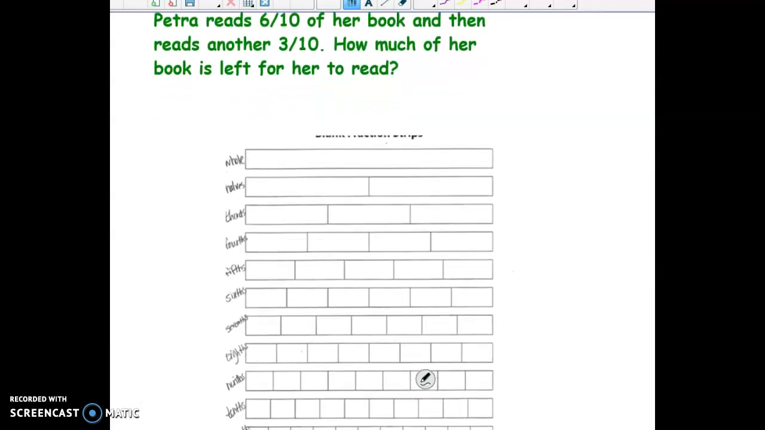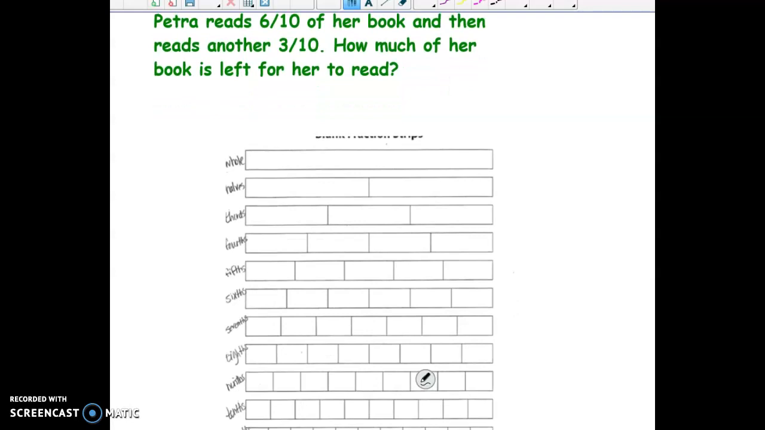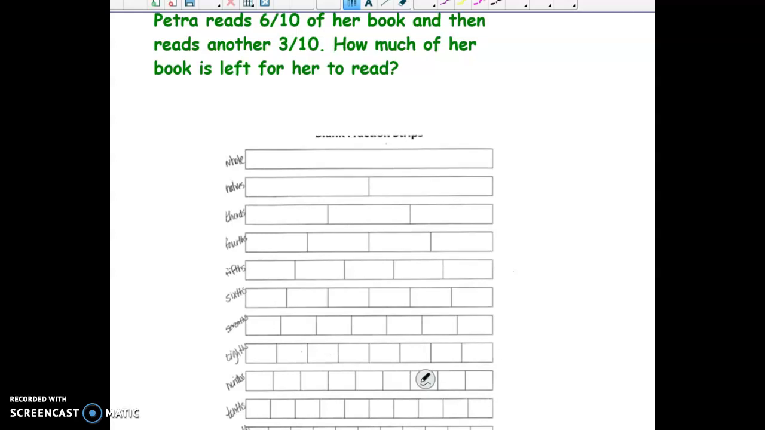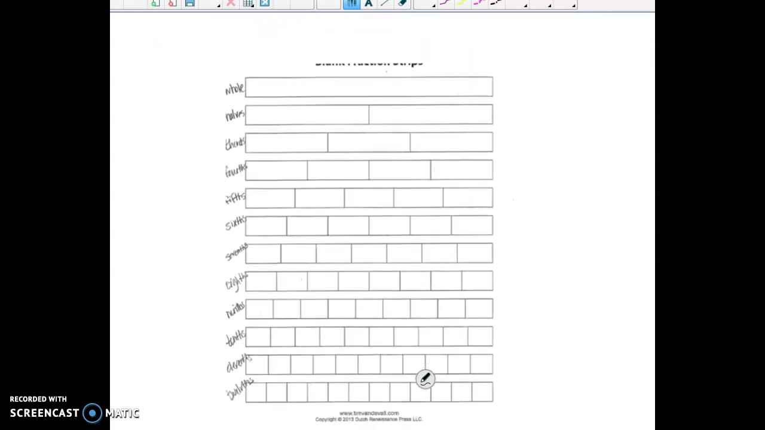One more. Petra reads 6/10 of her book, and then she reads another 3/10. How much of her book is left to read? Okay, I'm going to scroll down here. So I'm going to write those numbers, 6/10, 3/10 over here where you can see them. So way down over here are the tenths. Again, 10/10, 1 whole. So she read 6/10. 2, 3, 4, 5, 6. Then she read another 3/10. 1, 2, 3. So I see that she has read 9/10.